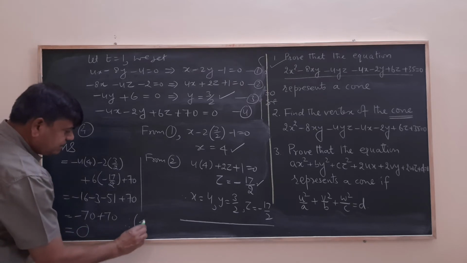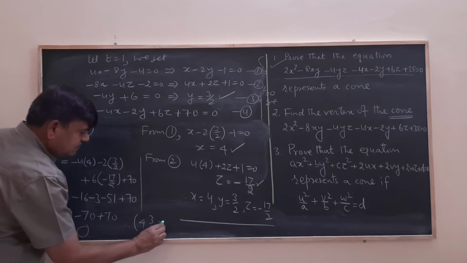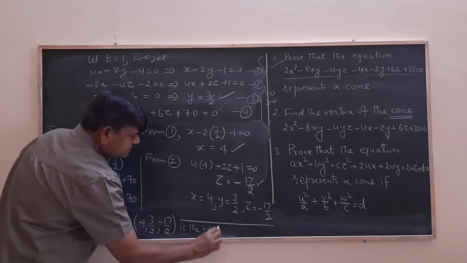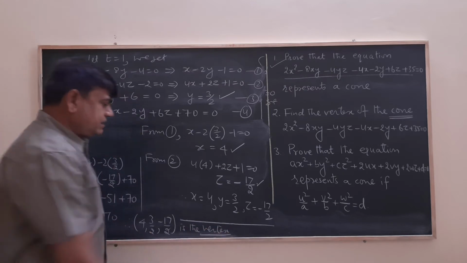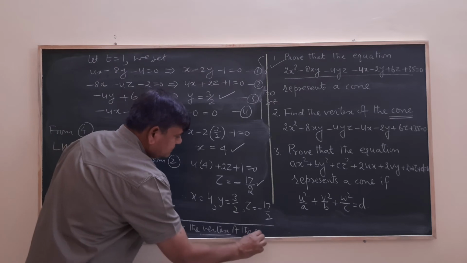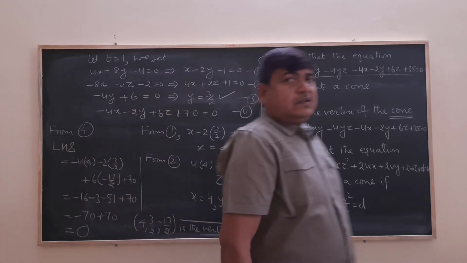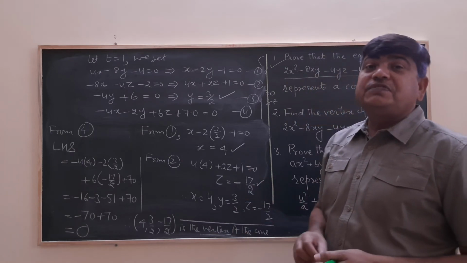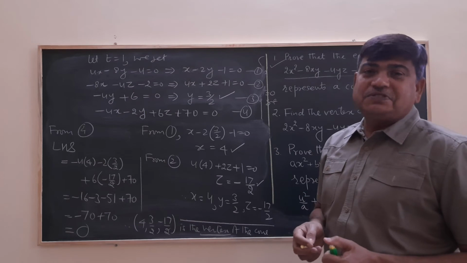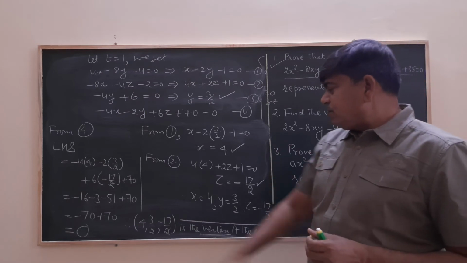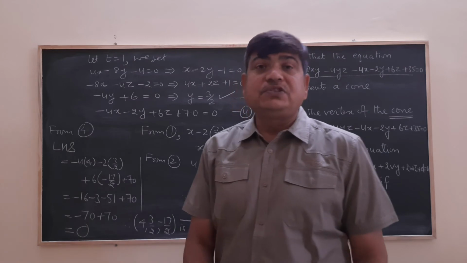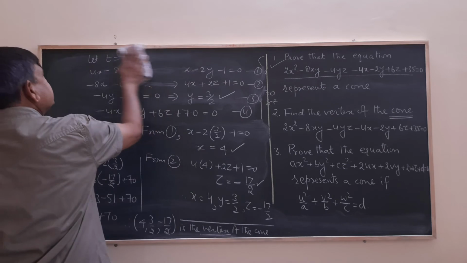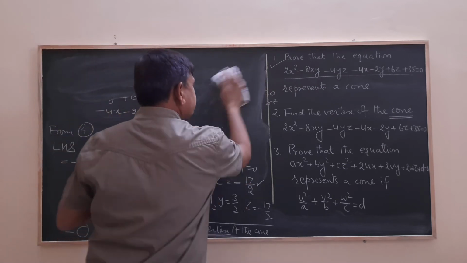Therefore 4, 3 by 2, minus 17 by 2 is the vertex of the cone. So the fourth equation is satisfied by the values of x, y, z. So the given equation represents the equation of the cone, and 4, 3 by 2, minus 17 by 2 is the vertex of the cone. So I hope you have understood.